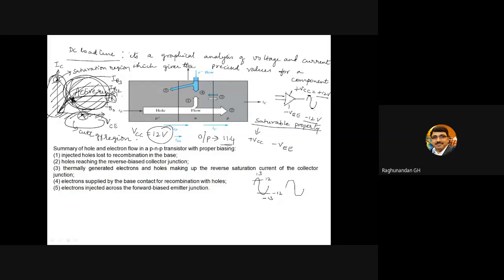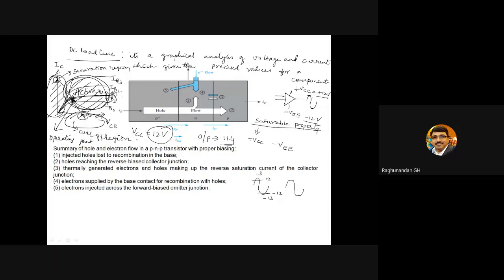If your operating point is in the cutoff region, then you can use the transistor as an off switch, that means for switching off some circuit. If you are using this transistor to turn on some circuit, you should make the operating point reach the saturation region. In order to achieve this, this point is known as the operating point.